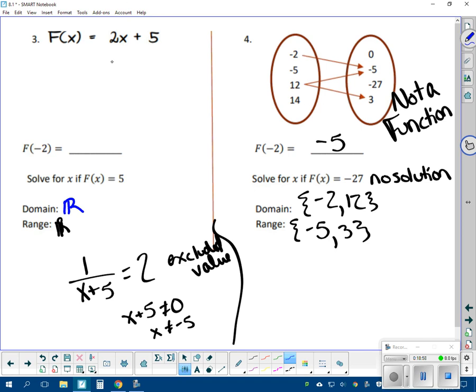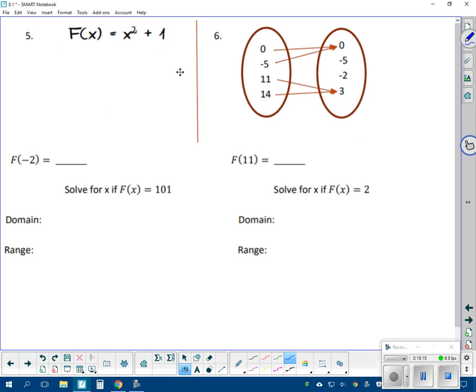We forgot to say if this one was a function, and yes, it is. Think about what this graph would look like. It'd just be a nice straight line. And we'll see later, all straight lines, except for one, are functions. Okay, let's try another one.